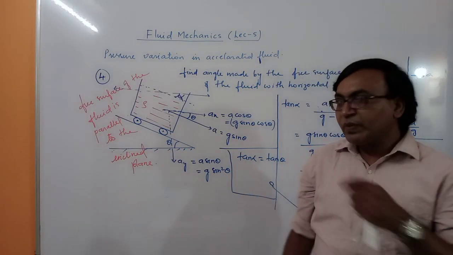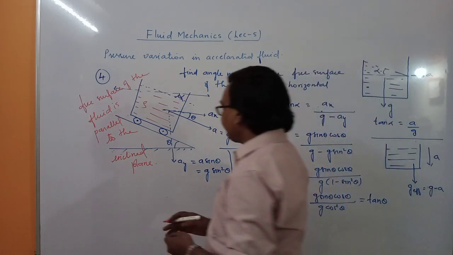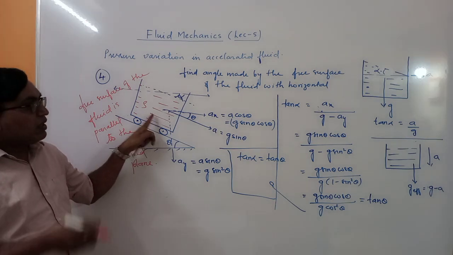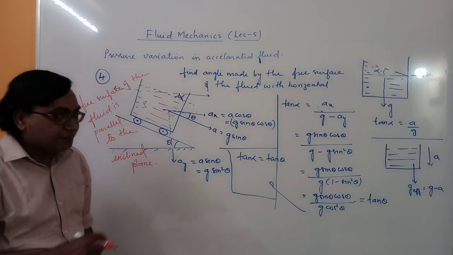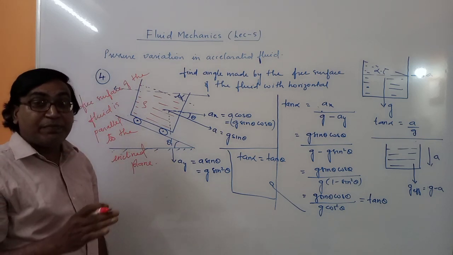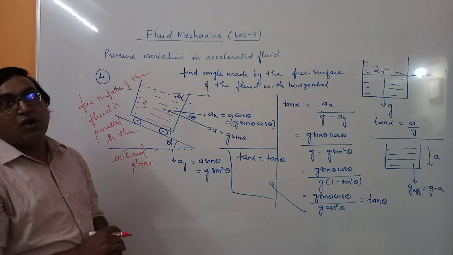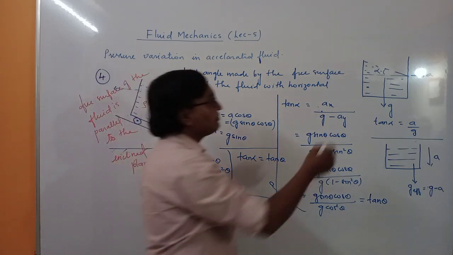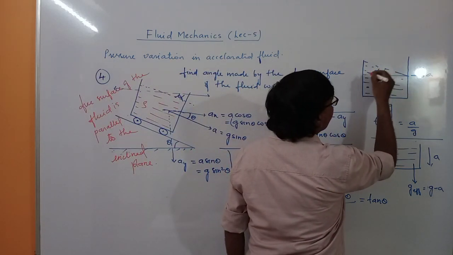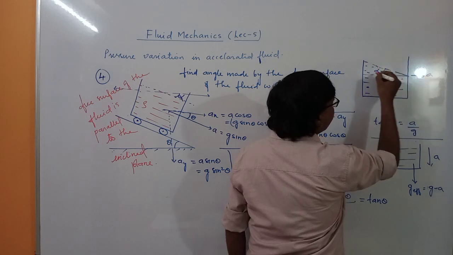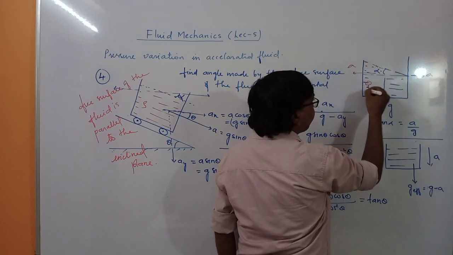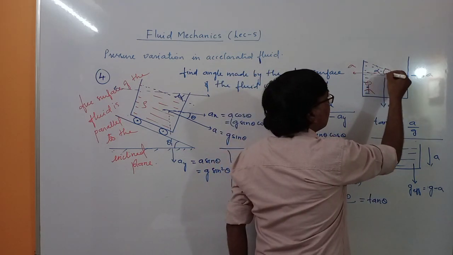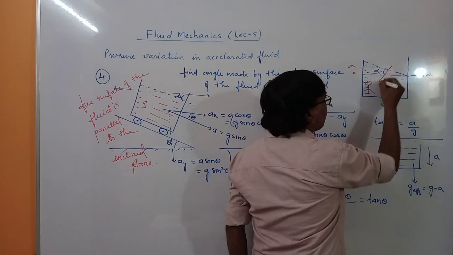Okay, yes. So we can also solve this from this frame of reference. So we'll find out g effective, or effective acceleration, and we know that the free surface of the fluid is always perpendicular to the effective acceleration. Here, suppose if you take this frame, we will consider this acceleration. So the resultant acceleration will be along this direction.